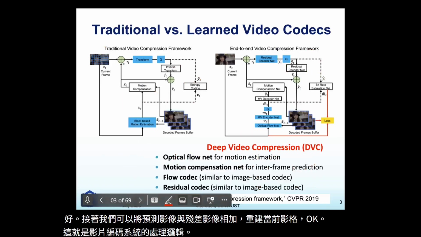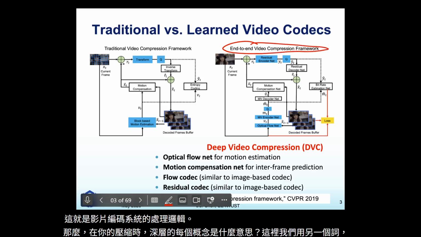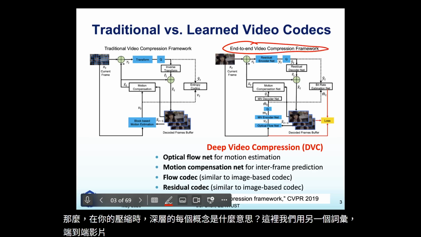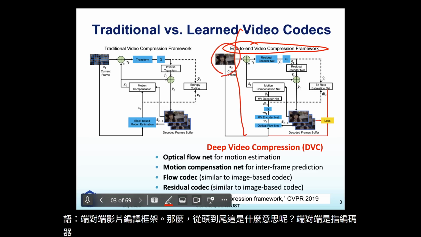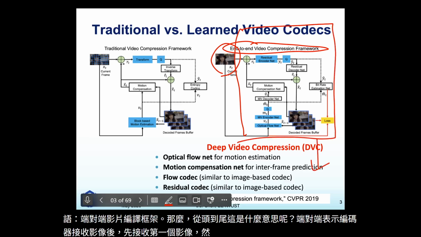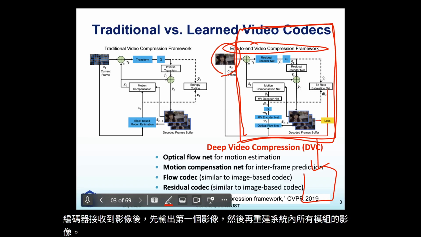Now, what does it mean, deep video compression? Here, we use another term, end-to-end video compression framework. So what does it mean, end-to-end? End-to-end means that after the encoder receives the image, the first image, and then it outputs and reconstructs the image, all the modules inside the system are designed by deep learning method.